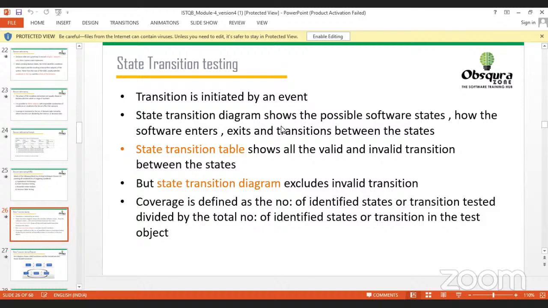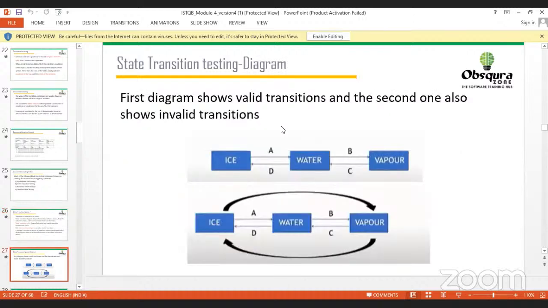Coverage will be the number of identified states or transitions tested divided by the total number of identified states or transitions in the test object. So we will see one diagram here. The first diagram shows a valid transition. It's a simple diagram like ice to water, water to vapor, then the reverse transition. So this only shows a valid transition. But you see the second diagram, it shows the invalid transition. So if you are considering it as a state transition diagram, which one of them is a correct state transition diagram? First one or the second one?